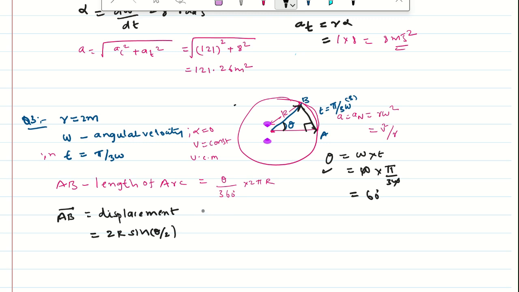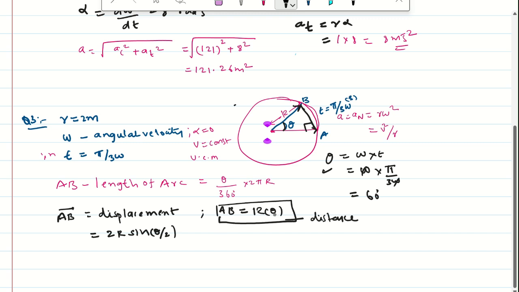Now the distance traveled AB, the distance AB, is the magnitude of the arc, that is equal to r into theta. This is the distance, distance formula r into theta.